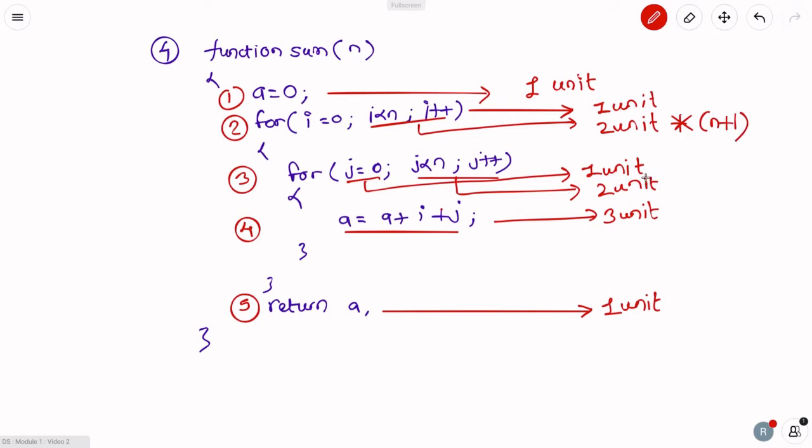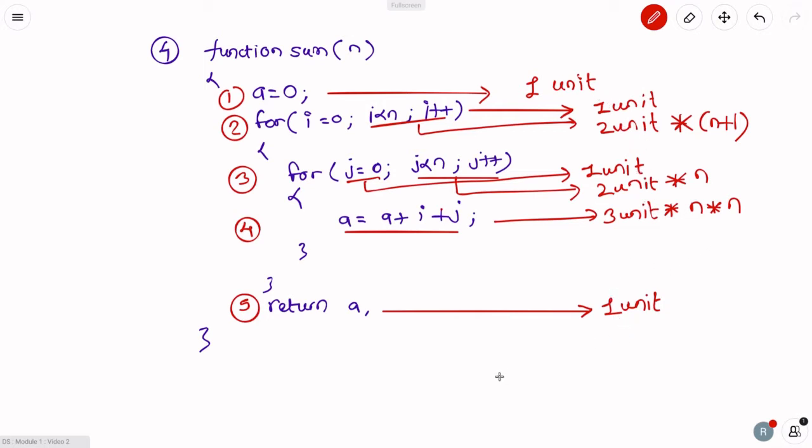Now this third statement, as it is part of this outer loop, is going to run for n times. This fourth statement, as it is part of this for loop, the third statement's for loop, and also part of the outer for loop, is going to run for n into n times. So yeah, this is the final time required for execution of each and every statement.